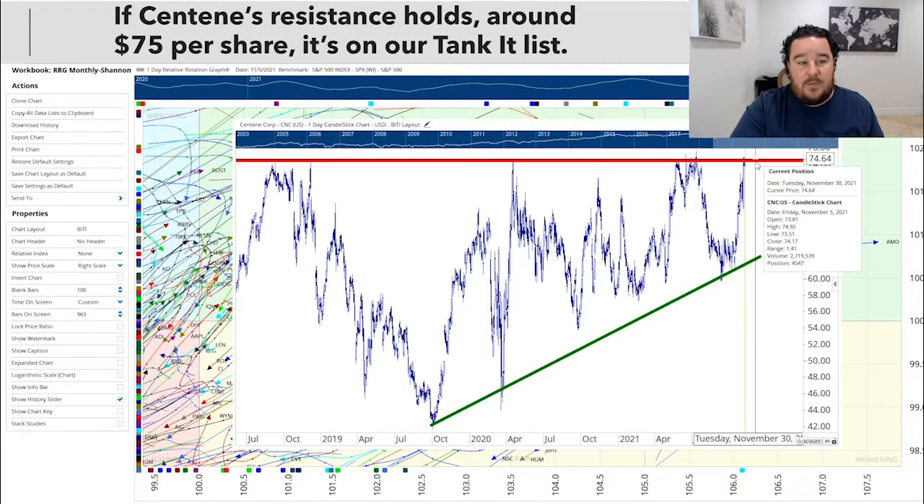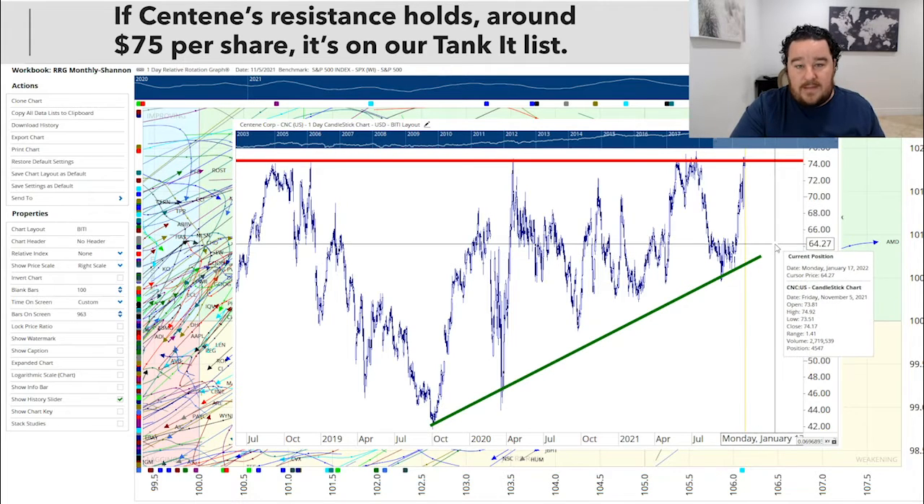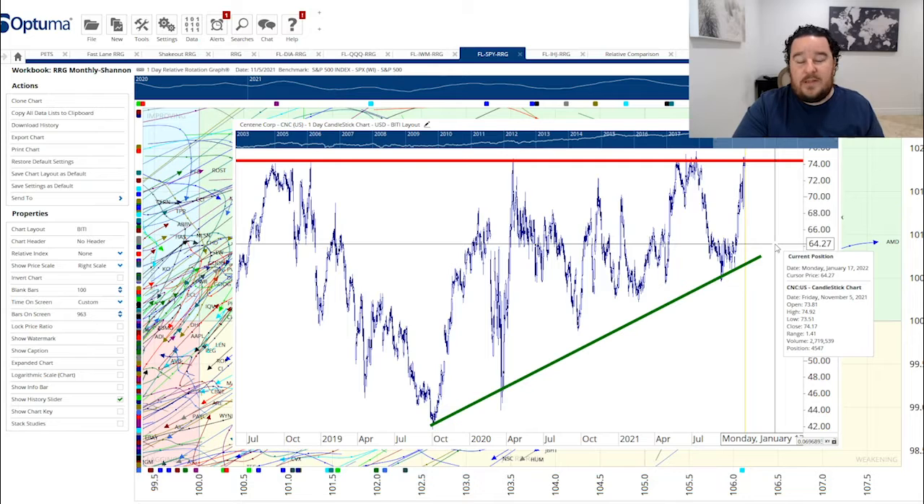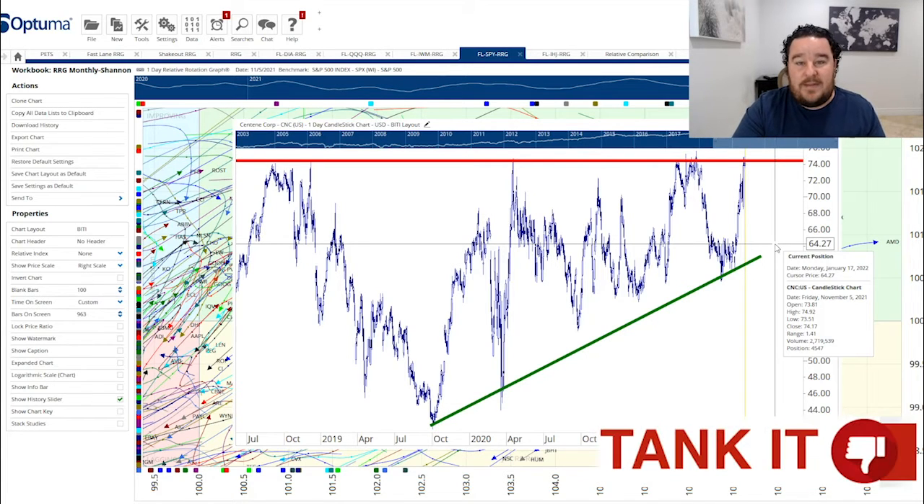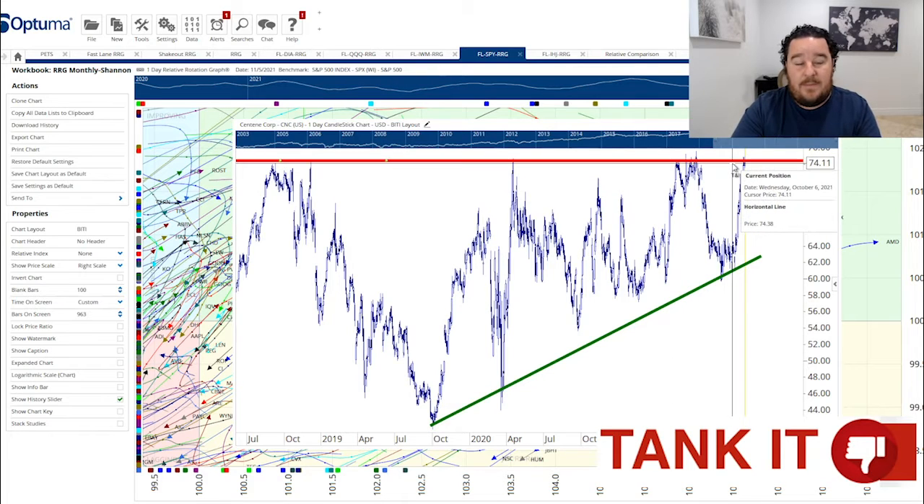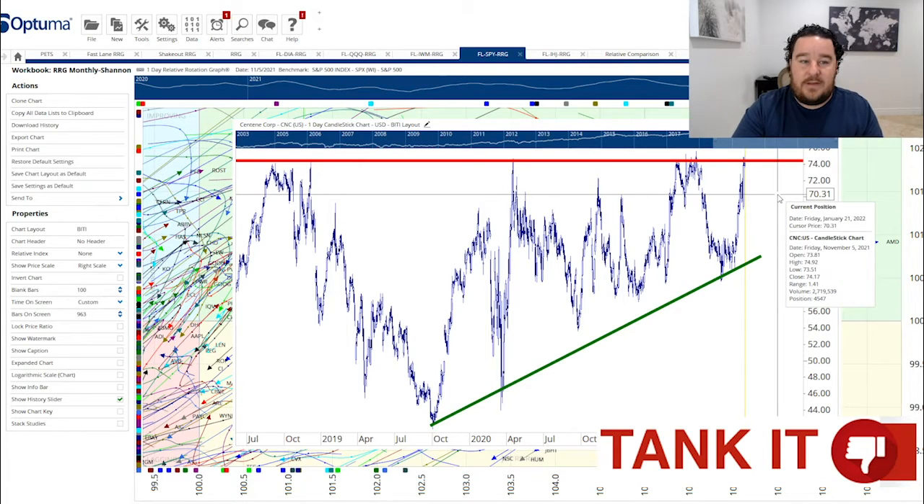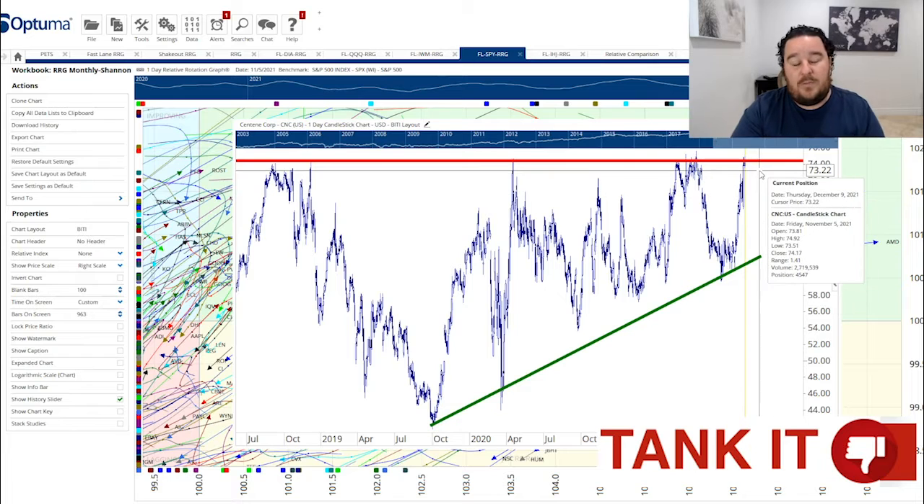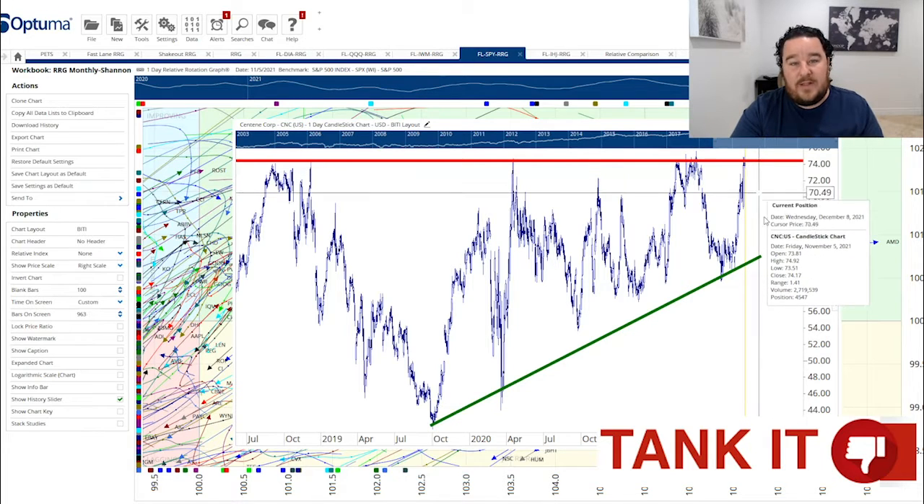Look for this to go through a pullback and a drop down to the mid 60s. It's almost $10 a share. That's a pretty big drop, over 10% from where they are today. So this is a volatile stock. We're expecting a pullback. It's going to be on our tank it list, mainly because of the strong resistance here. Eventually it may break out one way or the other, but until it does, we're at the top of it now, so we're going to put it on our tank it list as we look for that pullback.